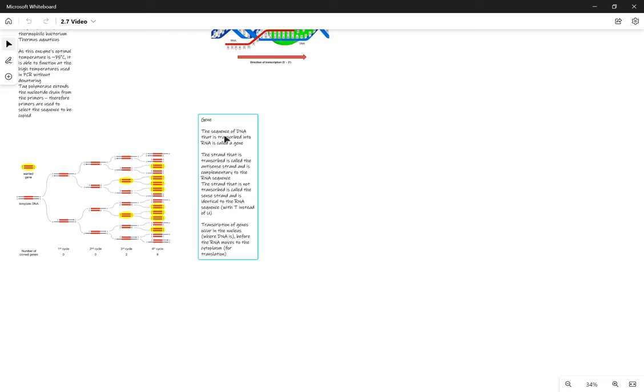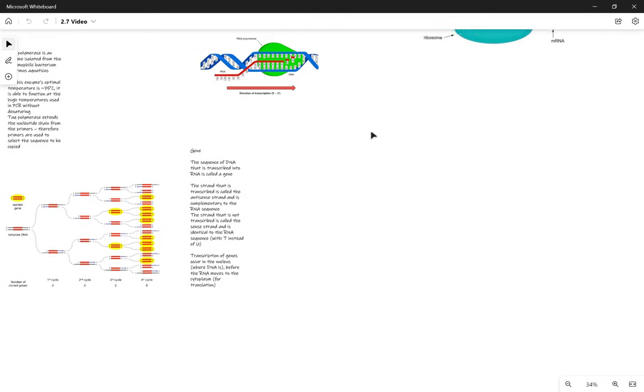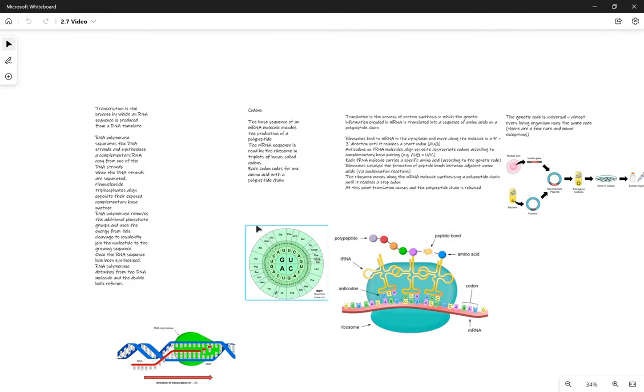The sequence of DNA that is transcribed into RNA is called a gene. The strand that is transcribed is called the antisense strand and is complementary to the RNA sequence. The strand that is not transcribed is called the sense strand, and that is identical to the RNA strand, except that T would be used instead of U. The transcription of genes occurs in the nucleus, where the DNA is, before the RNA moves into the cytoplasm for translation.